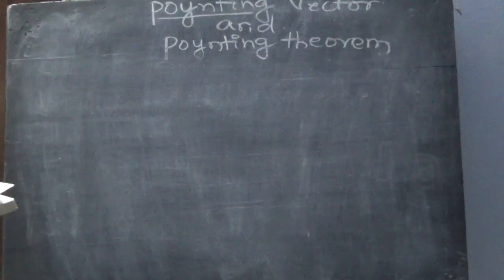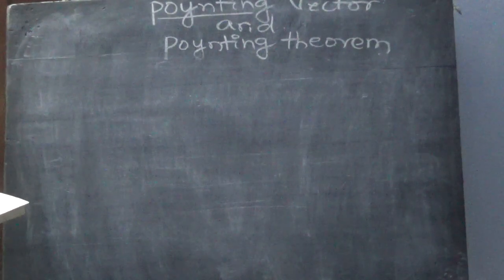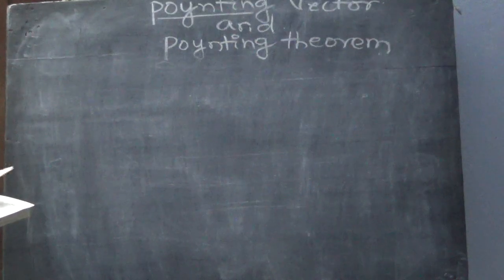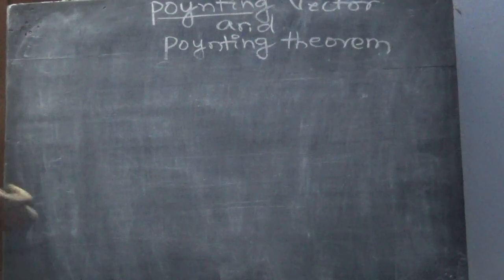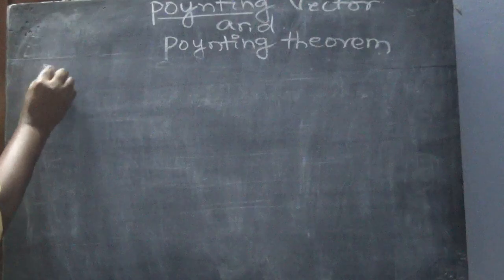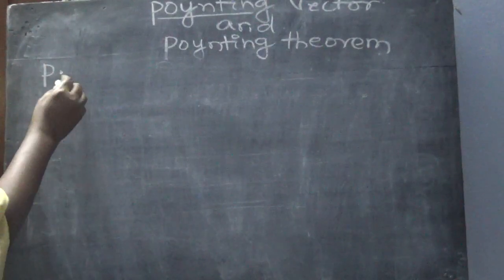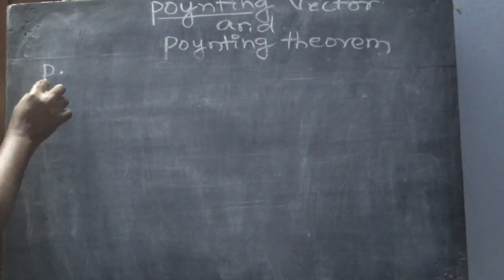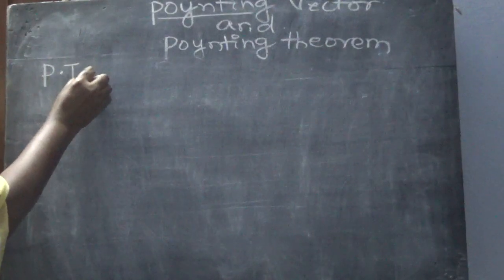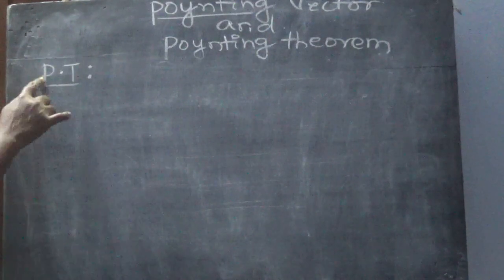You should identify this. Now let me write what the Poynting theorem is, a very important theorem. Because of the lack of space, I will write it like this: Poynting theorem. You just write it completely. Poynting theorem.